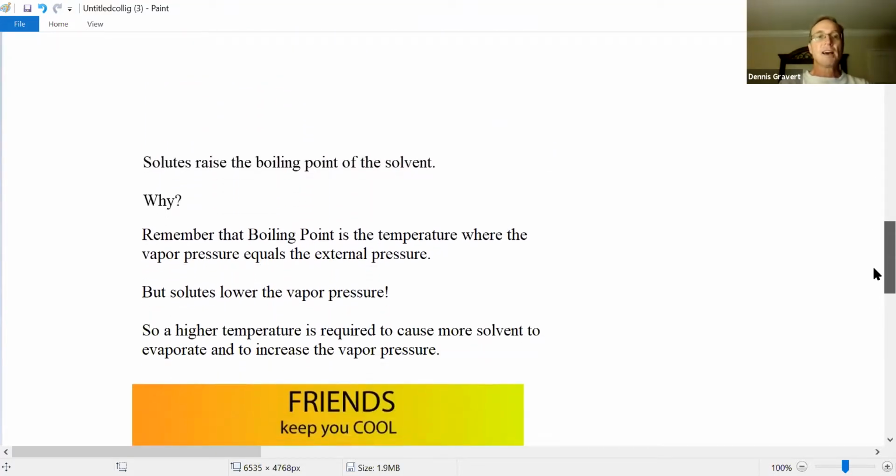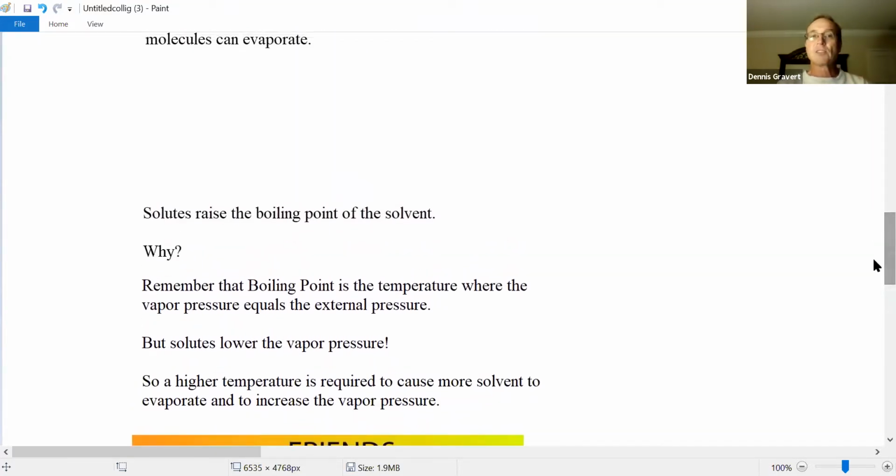Second point, solutes now raise the boiling point of the solvent. Wait, why? Well, let's go back to a previous definition in a previous video where we defined boiling point a little bit more precisely. A long time ago, we did give boiling point a crude definition. We just said, hey, that's the temperature at which a liquid changes into a gas. And it turns out that's not a very accurate definition.